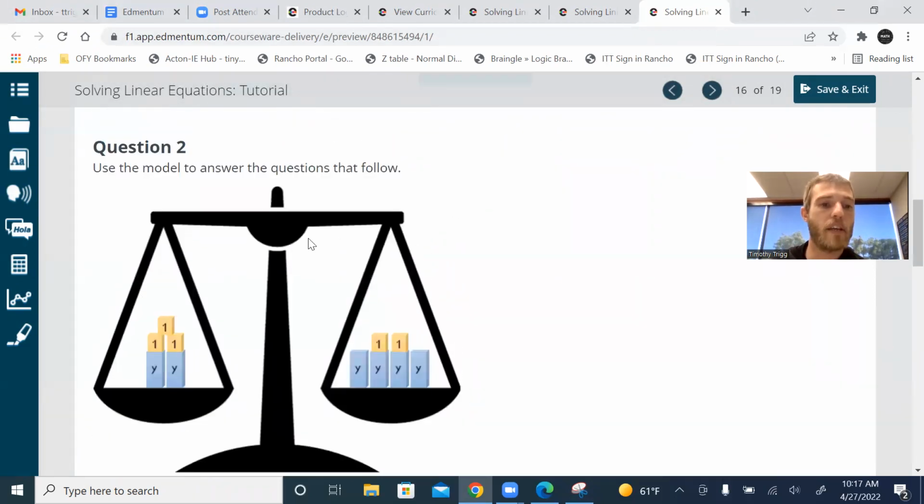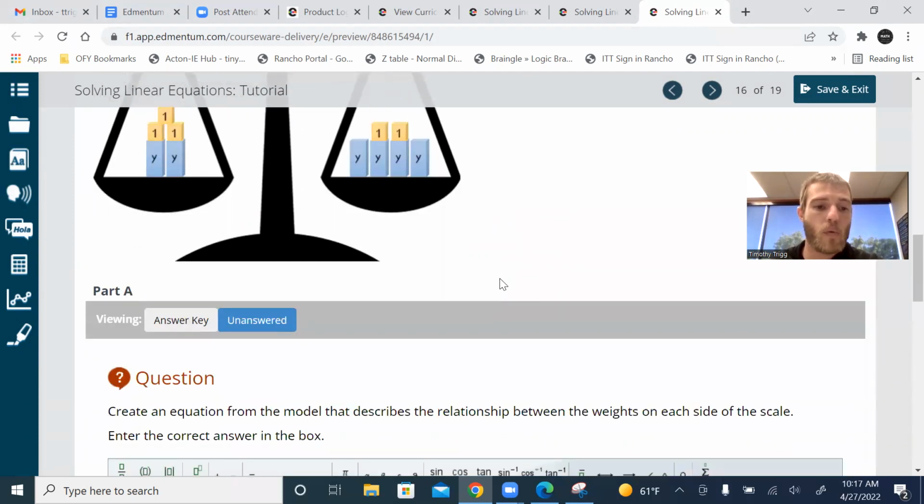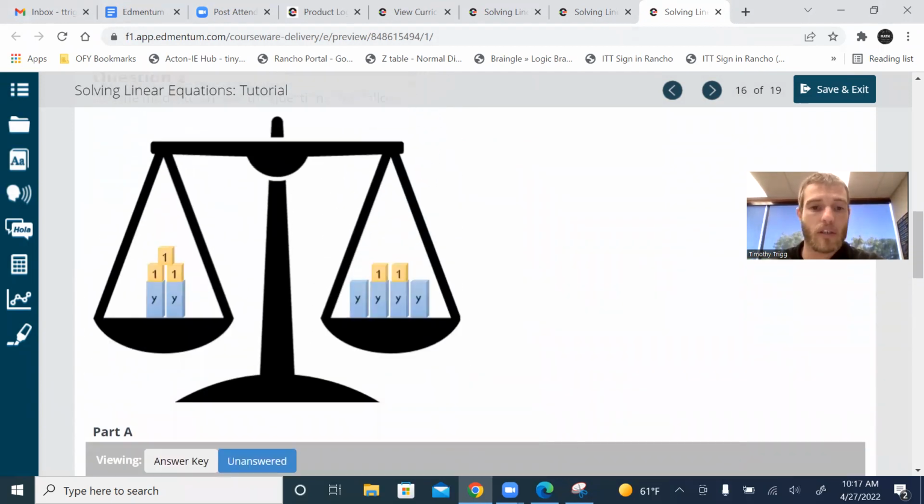All right, let's take a look at this question here. We have this balance model. Whenever you see a balance, think of it as an equation, right? There's like an equal sign between the left side of the balance and the right side of the balance. If your scales are flat, level, that means whatever's on the left side equals whatever's on the right side. So we can turn this into an equation that describes this scale.